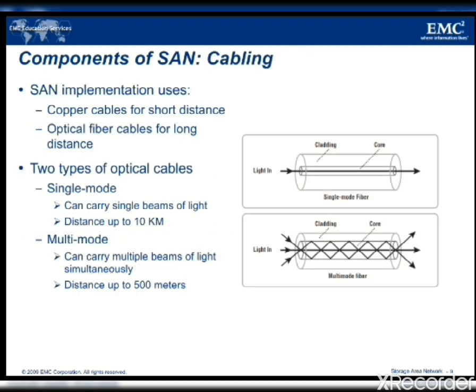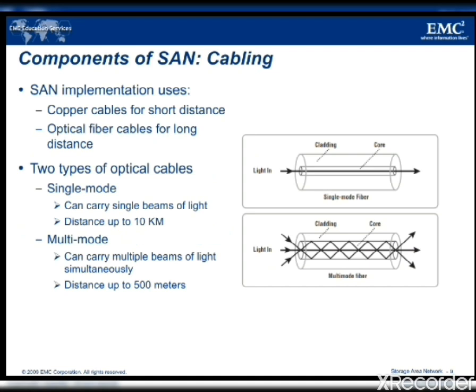The next component is called cables and connectors. In order to establish physical connectivity between two or more nodes, we need cables and connectors. SAN implementations generally use optical fiber cabling, but copper cabling can also be used for shorter distances, up to 30 meters. If you want communication up to 30 meters, copper cabling can be used.